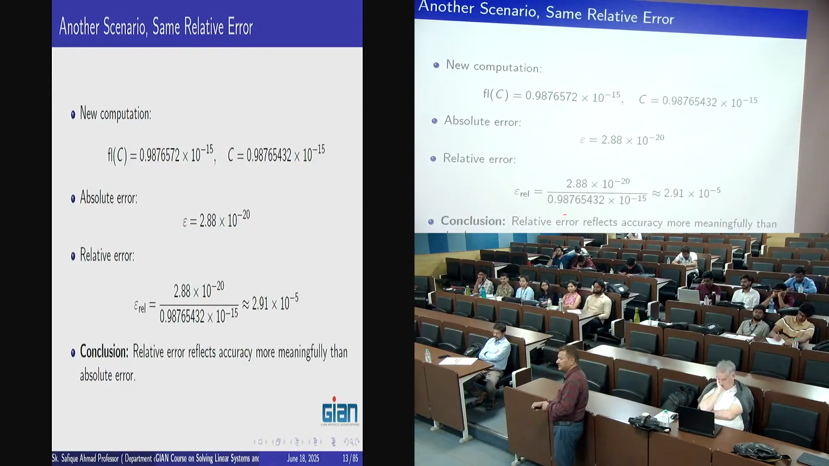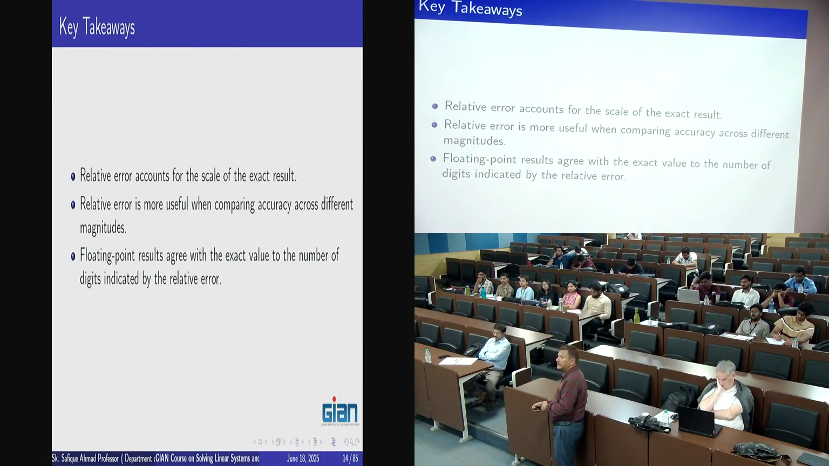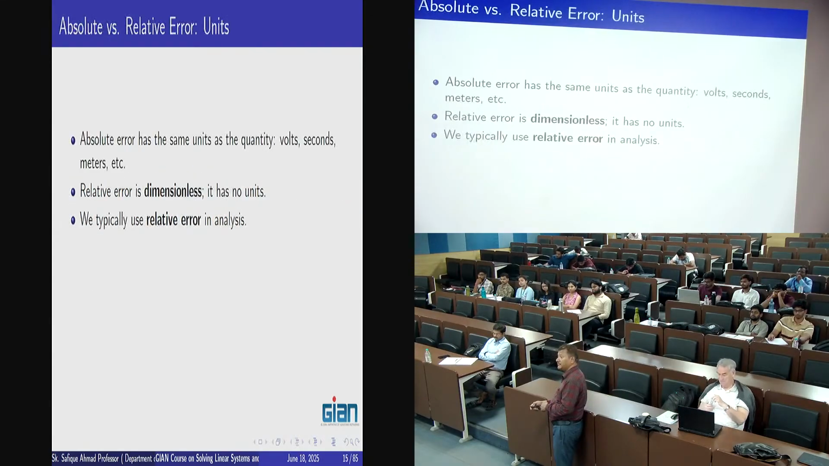Use this relative error. Relative error accounts for the scale of the exact result. Relative error is more useful when comparing accuracy. Okay. These are some information. Now, you see absolute error has the same units as the quantity, like volts or seconds. Relative error has no units.